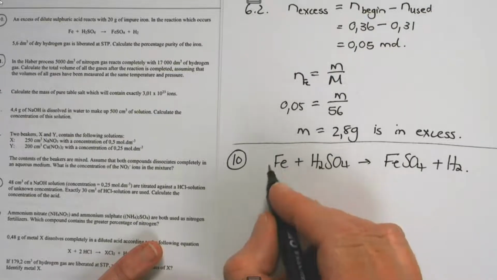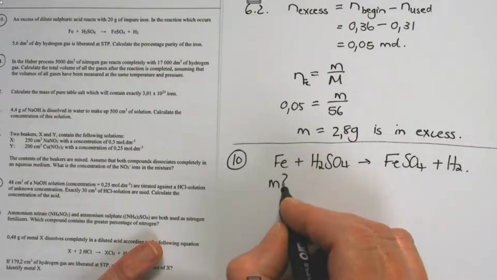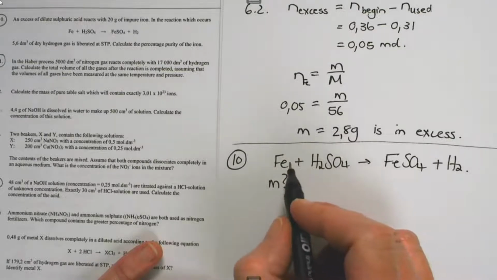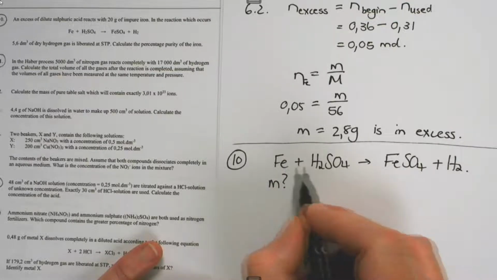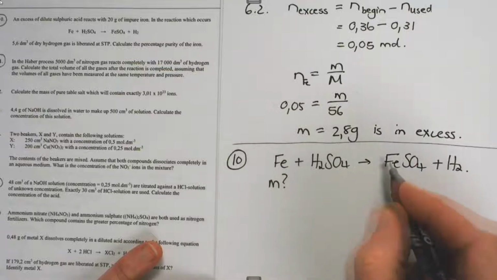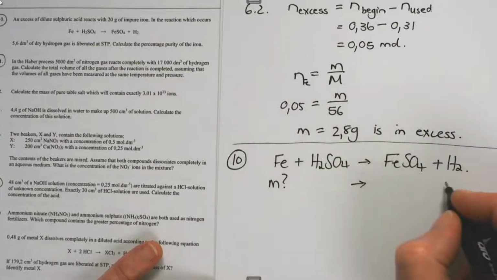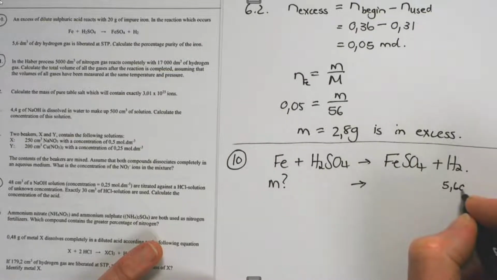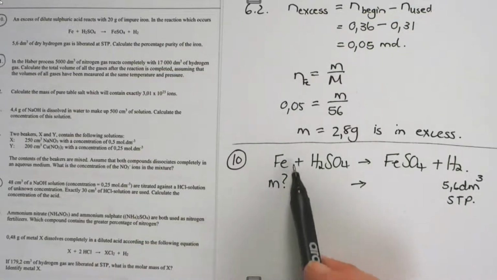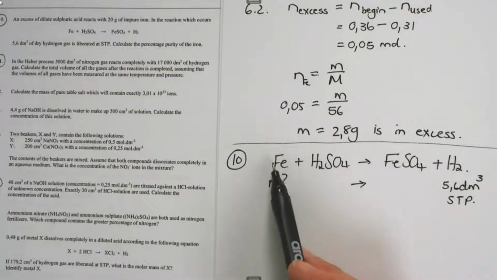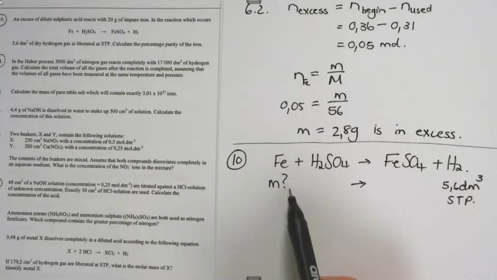So what do they actually ask me? They ask the mass of the pure iron, because that is how I determine the mass of the iron, because whatever the impurity is, it didn't react. And they say I have 5.6 cubic decimeters at STP of hydrogen gas. So there's no water present. So I'm looking for the mass of the pure iron. So that is what I want, because I want percentage purity in the end.